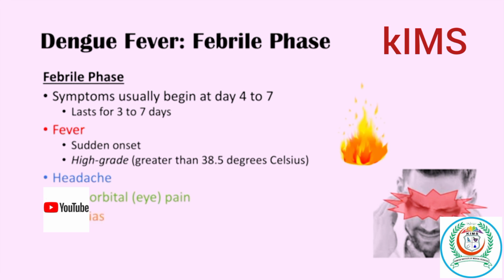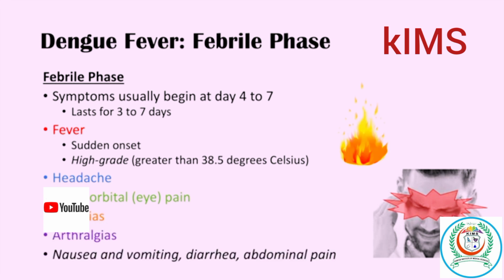Patients can also have myalgias or muscle pain and arthralgias or joint pain. And some other symptoms that might not necessarily occur include some gastrointestinal symptoms like nausea and vomiting, diarrhea and abdominal pain. If a patient is having persistent vomiting and abdominal pain, we consider this a worrisome finding, which means it could be a more severe presentation.